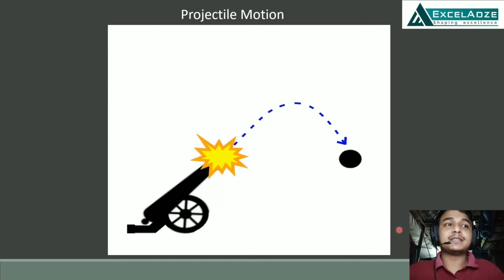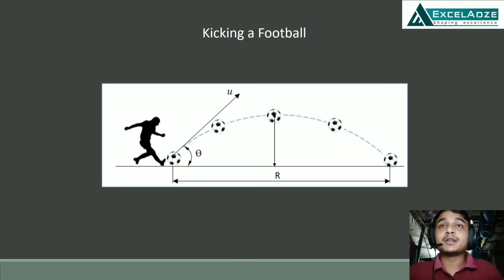Okay, let's see another example. A player kicking a football is also an example of projectile motion. Okay, so these are all examples of projectiles.